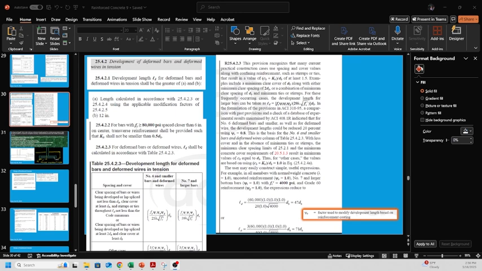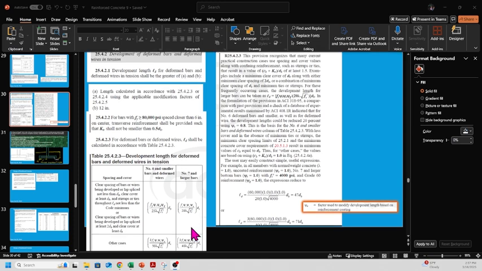The development length is explained in section 25.4.2. It's a lot of good reading here. The equation is given right here. Ld over d equals Fy times these factors, divided by 25 lambda square root of f'c, times the diameter of the bar, and these are for number 6 or smaller. Ours was number 7, so we're going to use this one right here, divided by 20 lambda square root of f'c times the diameter of the bar. There are other cases too, but our case is right there.